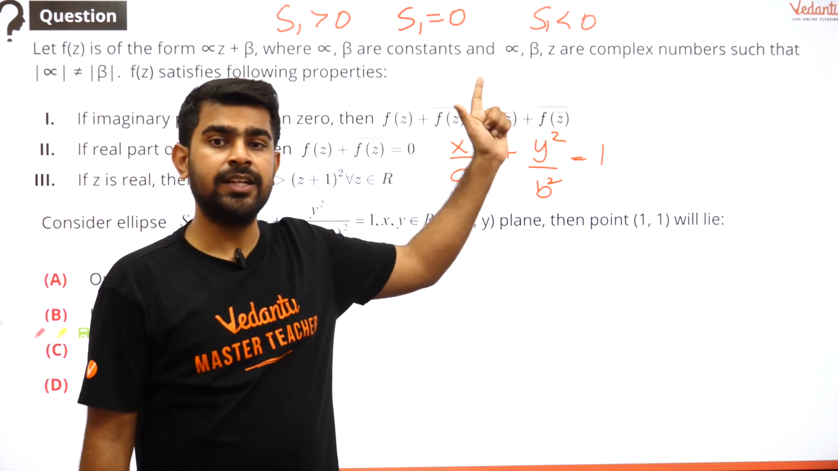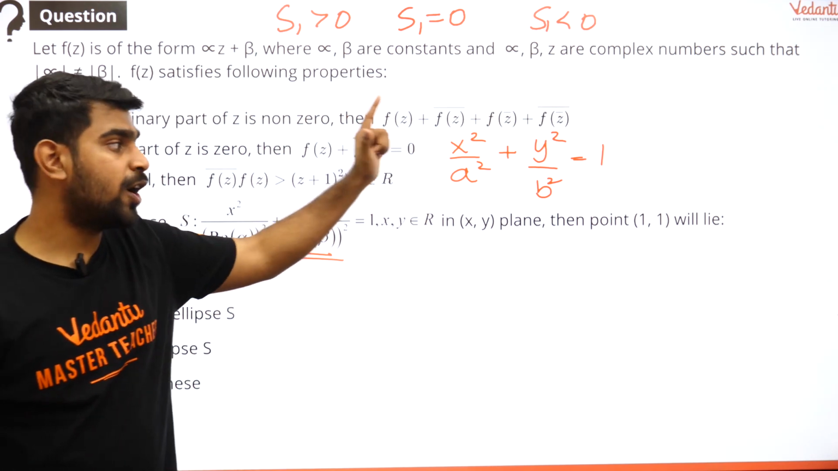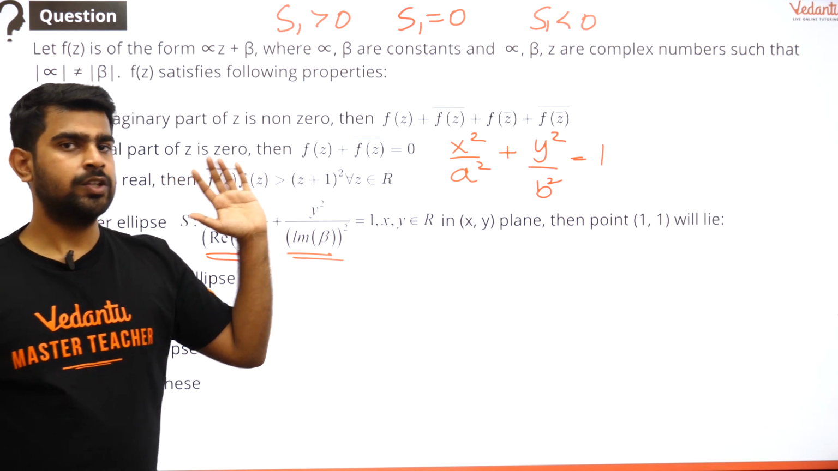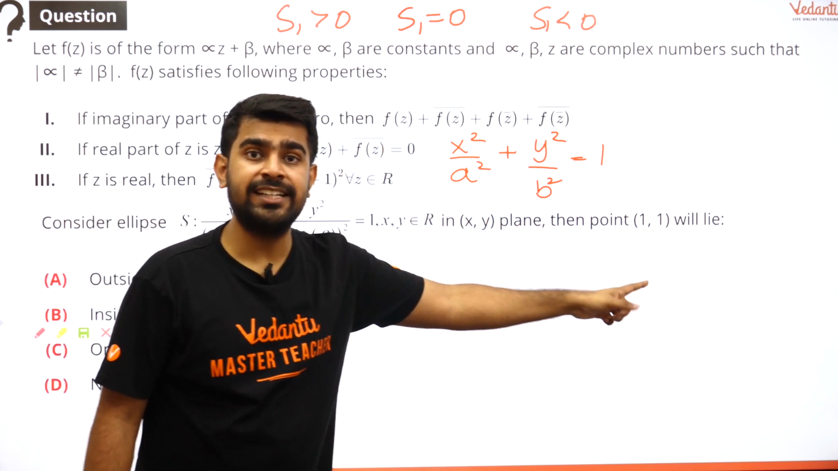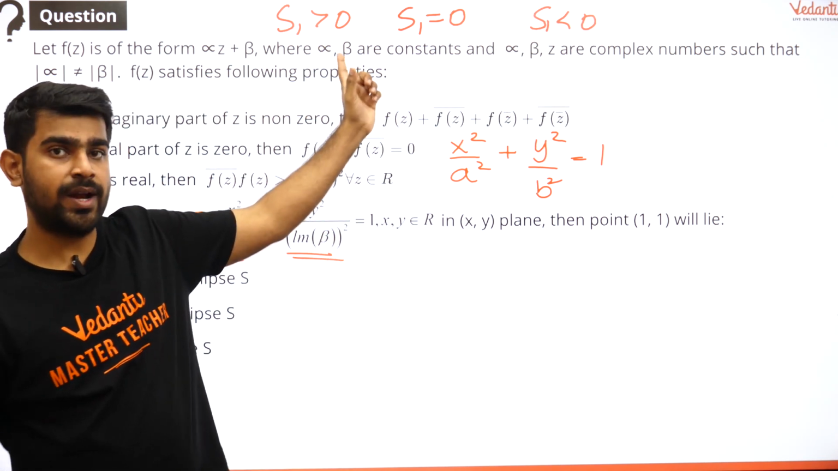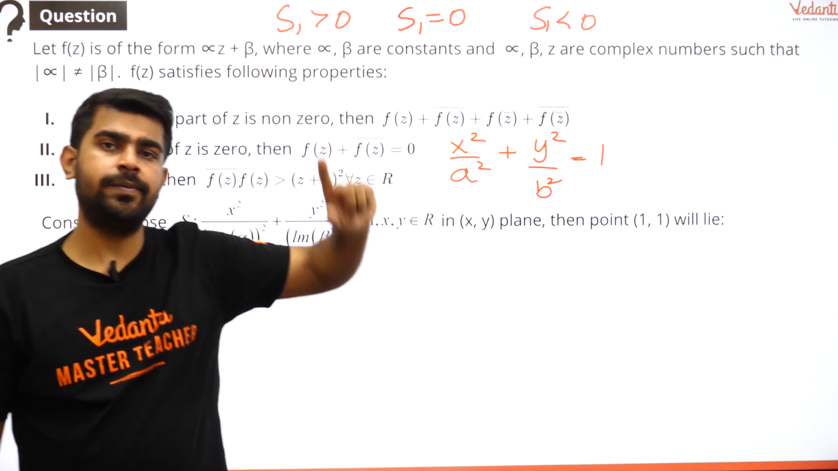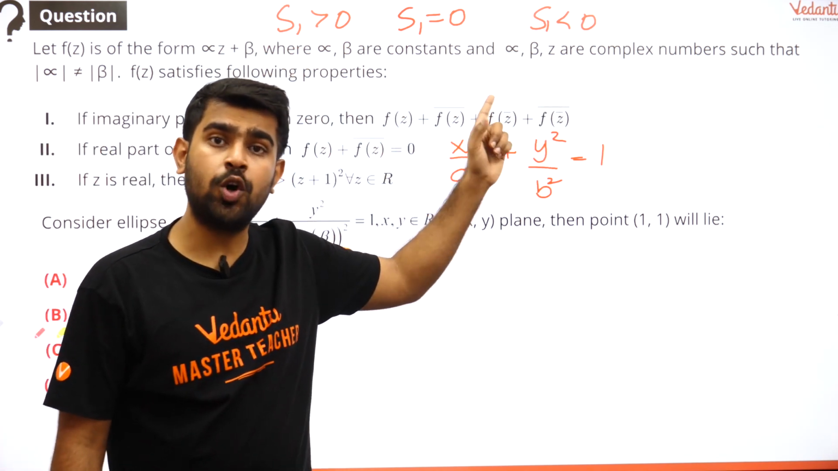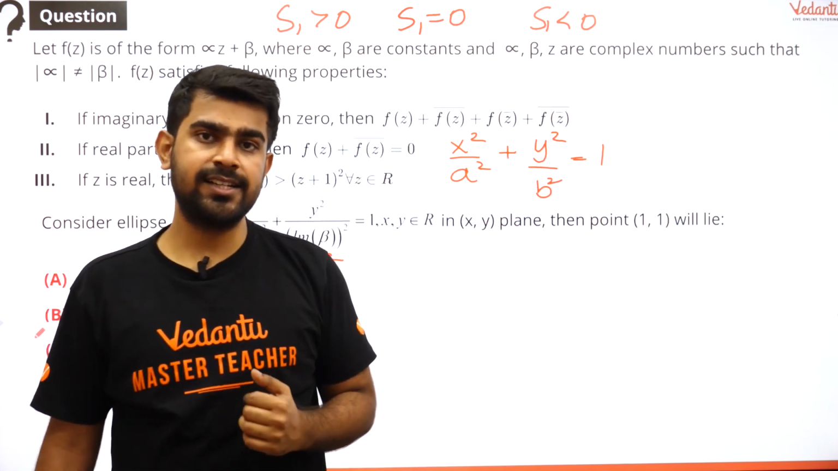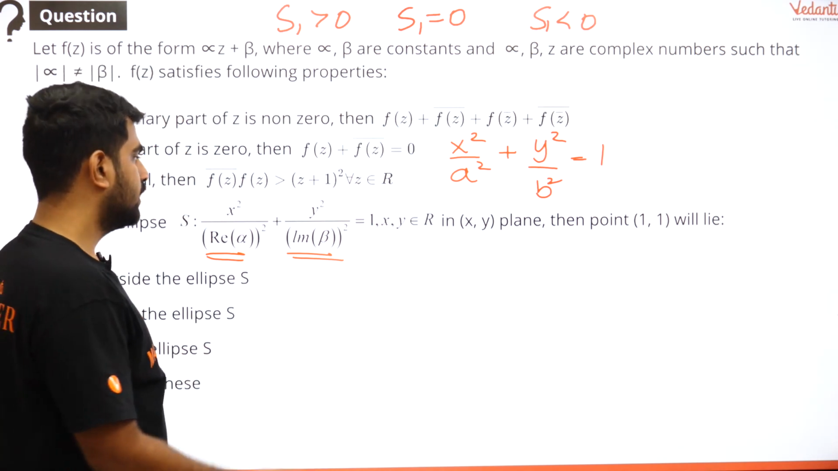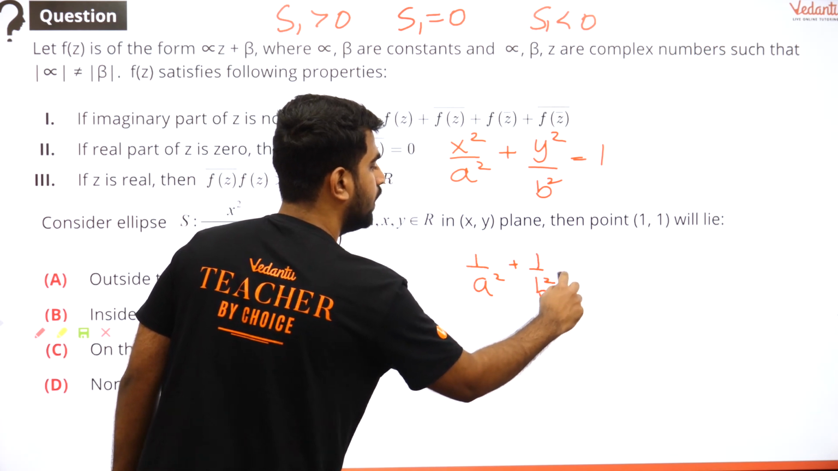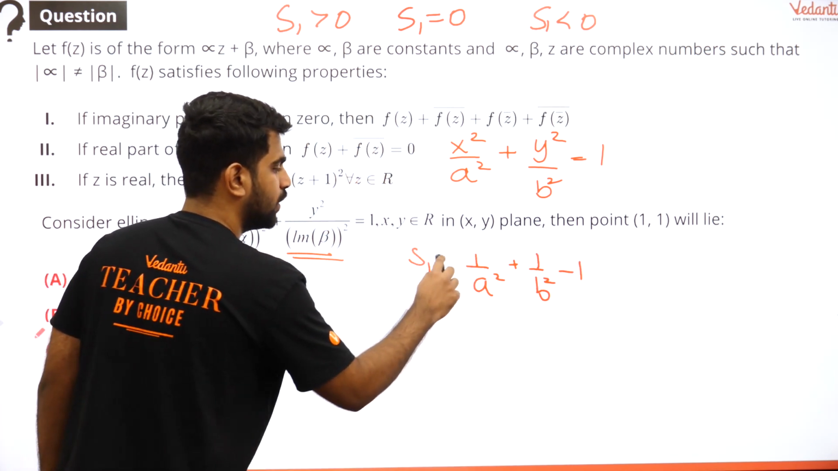So S1 is nothing but the value obtained by substituting the point 1, 1 in the curve equation. Got it? Whatever value I get is my S1, and if S1 is greater than 0, it will be outside. If S1 is equal to 0, it will be on, and if S1 is less than 0, it will be inside. Is that clear? So let us figure out what is our S1. Now what will be my S1? My S1 will be 1 by a square plus 1 by b square minus 1. So this is my S1.